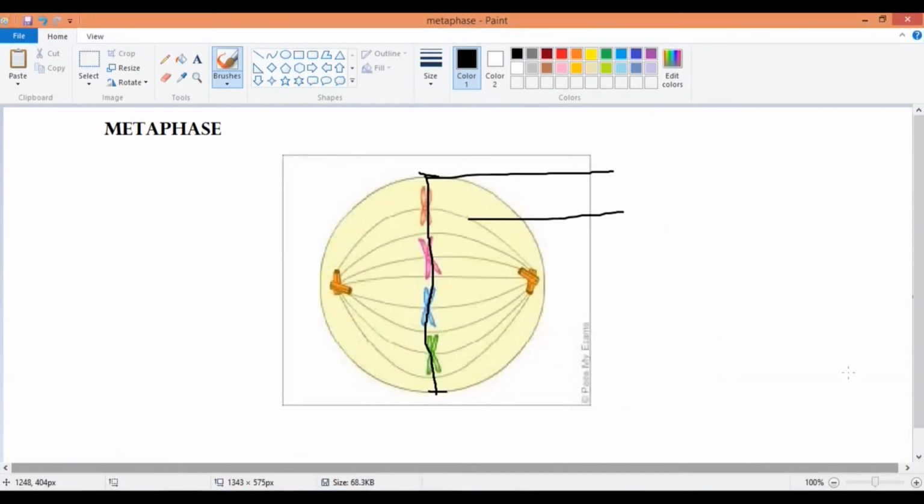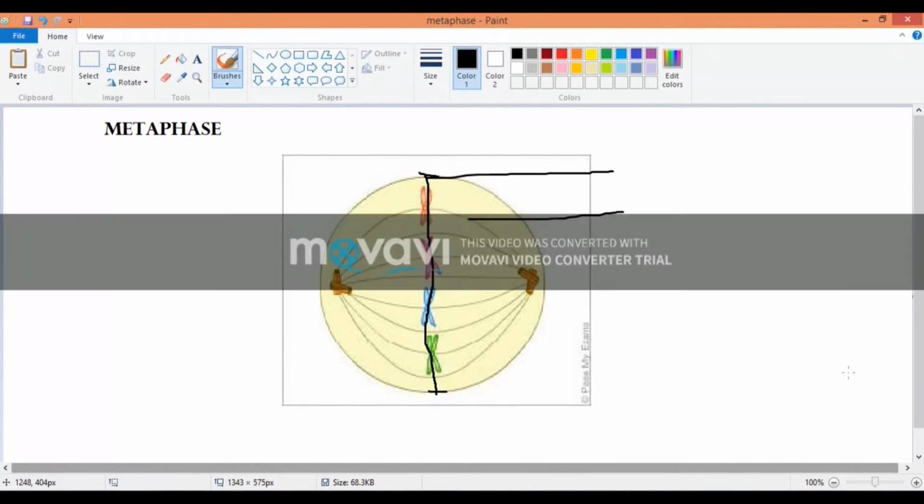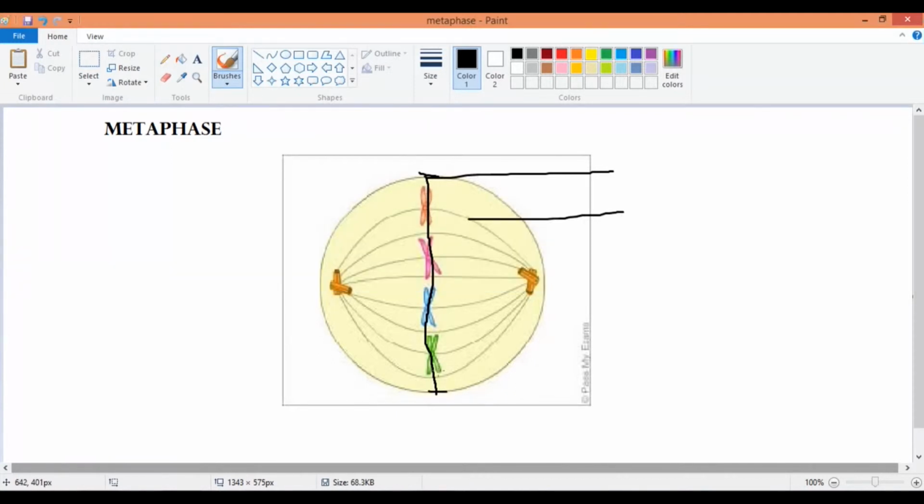Next is the metaphase. Metaphase is the second stage of mitosis, and in this process, it separates duplicated genetic material carried through the cells. Okay, these chromosomes carry duplicated genetic material inside us. It has DNA inside the chromosomes.